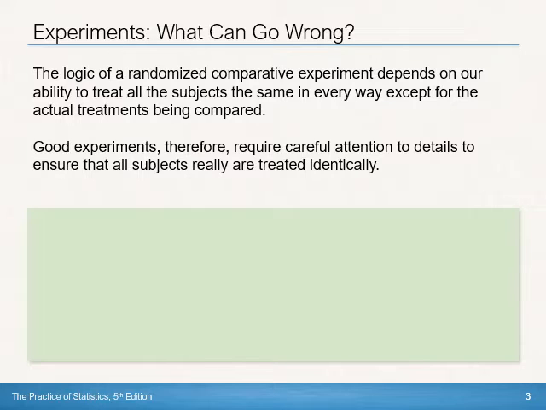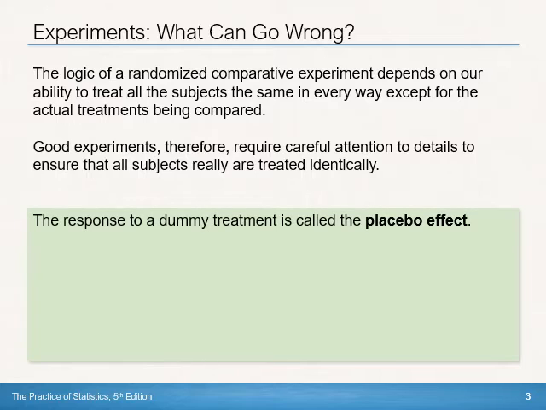And so if we find that there is a difference between those treatment groups in the response variable, whatever we're measuring, then we can be pretty certain that the difference in the response variables between the treatment groups has been caused by the actual treatment. Okay, so we want to be careful. We want to pay attention to detail. We want to make sure that everyone is being treated exactly the same.